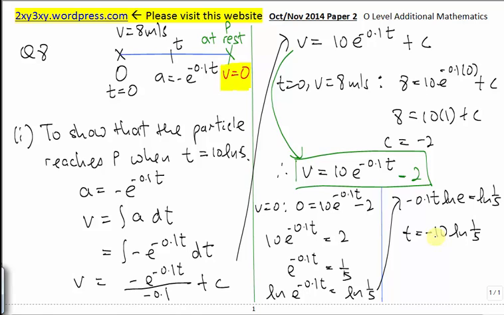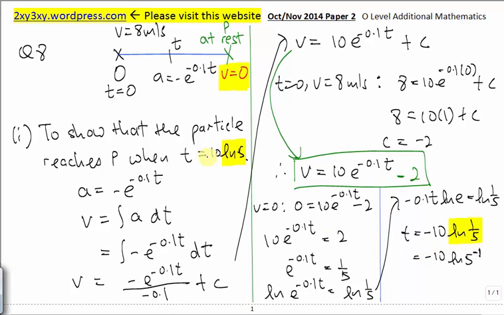Now we are supposed to prove that t is this expression here. The main difference is we have ln 1/5 and they have ln 5. So what I can do is rewrite this as ln 5 to the power of negative 1, because 5 to the power of negative 1 is actually 1/5. Then I bring down the negative power. Negative times negative will be a positive, which is exactly the expression we're supposed to prove. Shown.